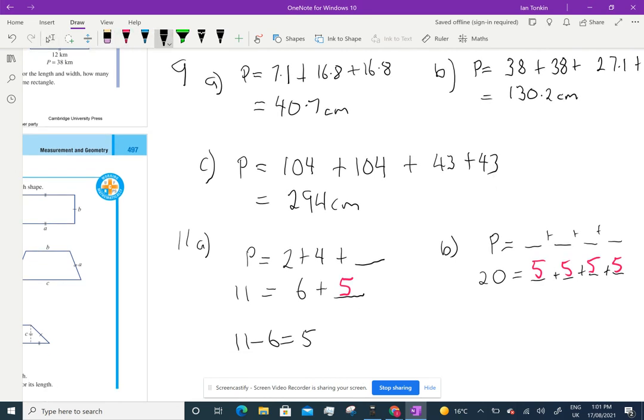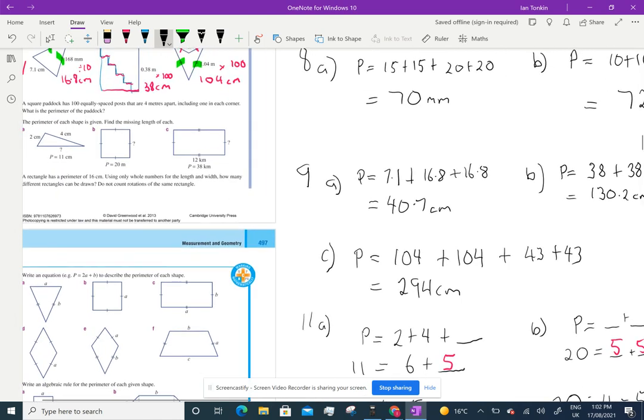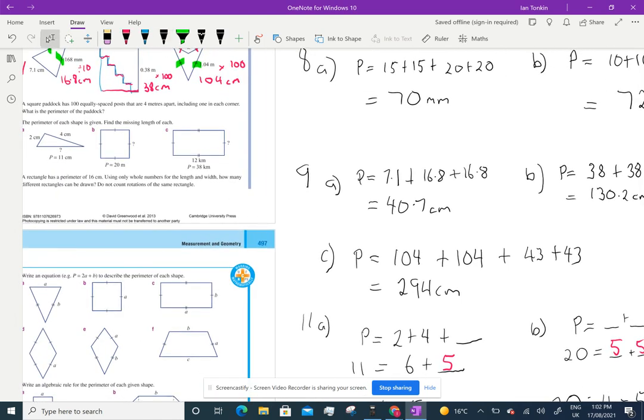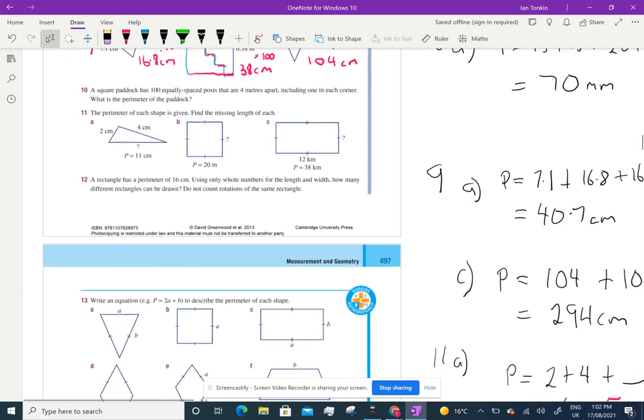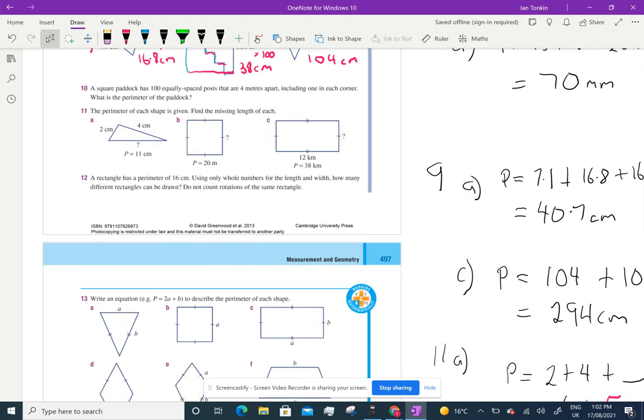Or some smart people might have gone 20 divided by how many things are there? 4. And got 5. You see if you can do the last one on your own. It's very similar, all right? And question 12, that's a bit of a challenge. Good luck with those.